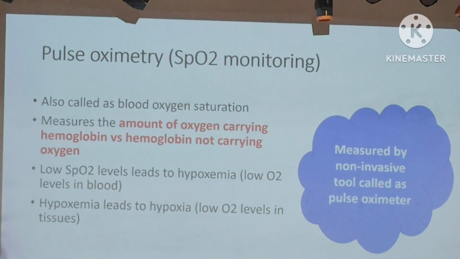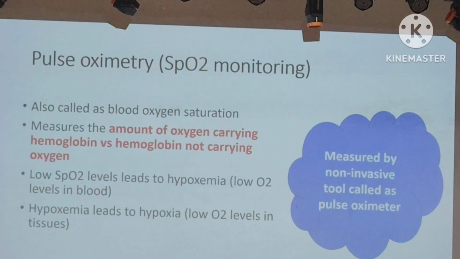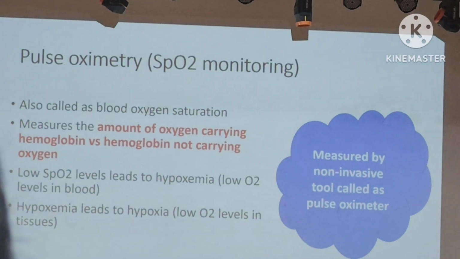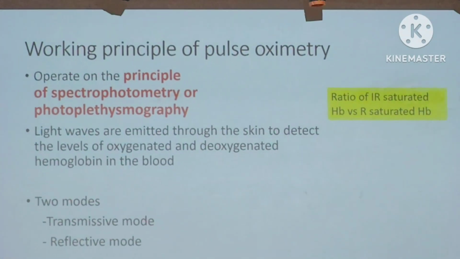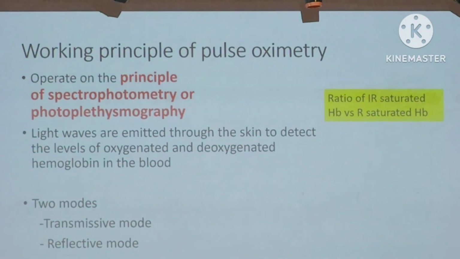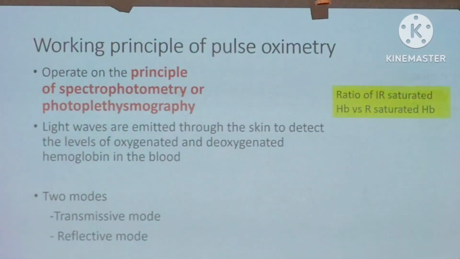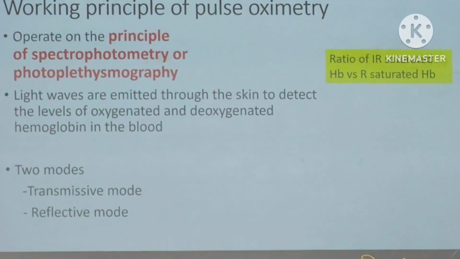Low levels lead to hypoxemia. Hypoxemia means low levels of SpO2 in blood. This works on the principle of spectrophotometry or photoplethysmography. You do not need to remember so many complex details.